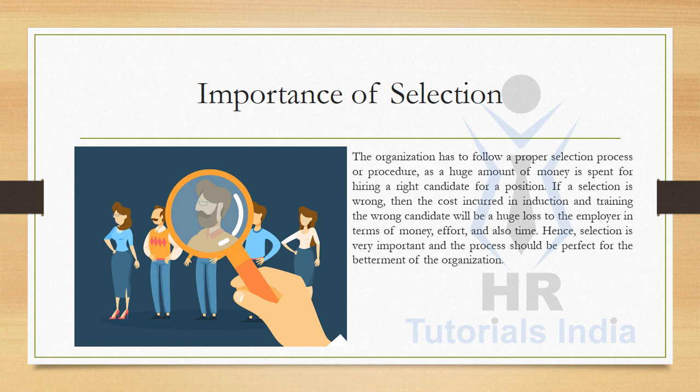As we all know, in recruitment, a huge amount of money is spent for hiring the right candidate for the vacant position in the organization. If the selection goes wrong, then the cost incurred in hiring, induction, and training the wrong candidate will be a huge loss for the company in terms of money, time, and efforts. Hence, the selection process should be right, and it is very important to follow the right process of selection in hiring the right candidate for the vacant position in the organization. This will help in the betterment of the organization, in reducing the losses and making the organization meet its objectives and goals by hiring the right resource.